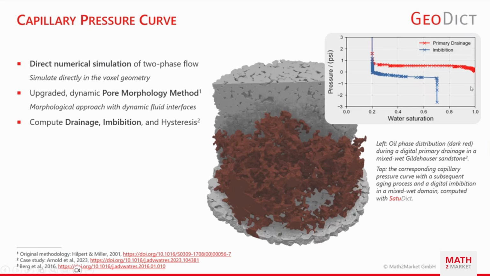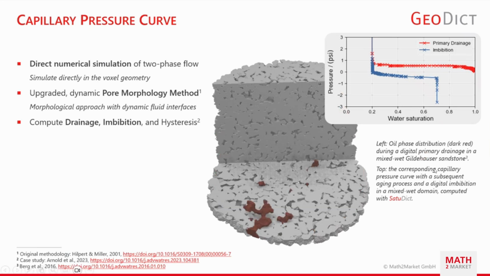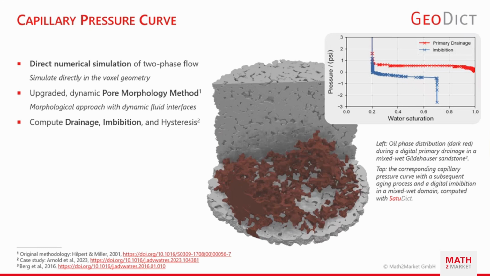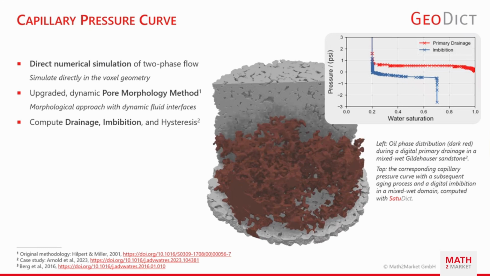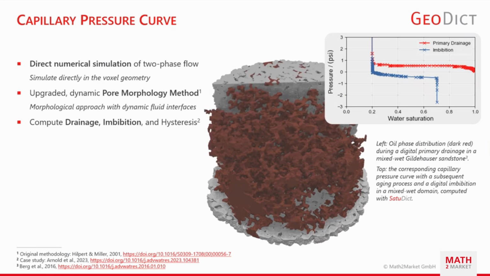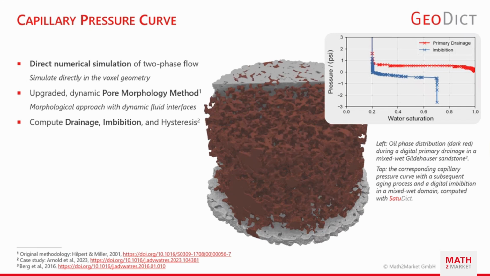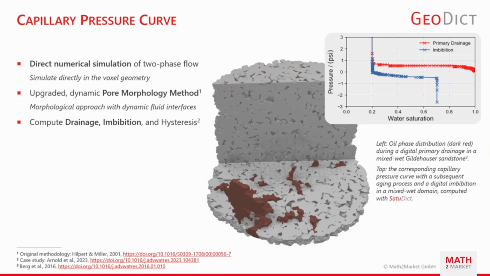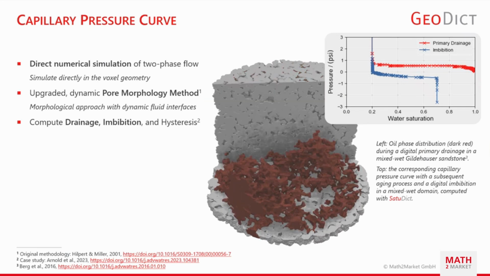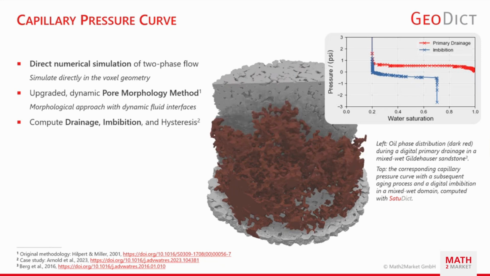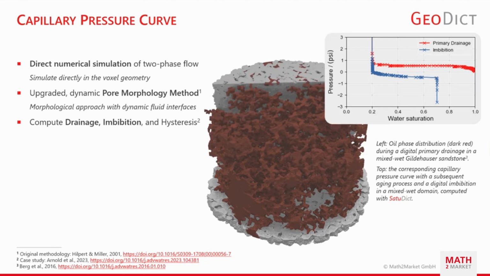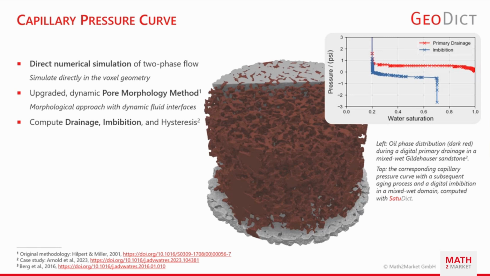So here on the right-hand side, you see a sample primary drainage capillary pressure curve, and a subsequent imbibition curve. We can also see that it's going here to negative pressures, which I'm going to explain in a minute. And in this animation, you can basically see a primary drainage with the oil being injected from the bottom and displacing the water phase. So that's something you can compute in GeoDict and also visualize and animate for any type of presentations that you need to do.